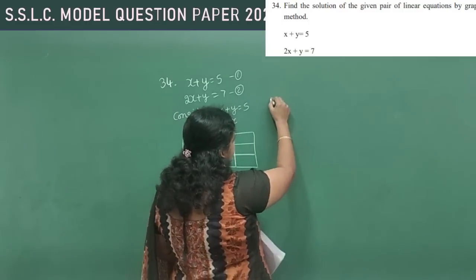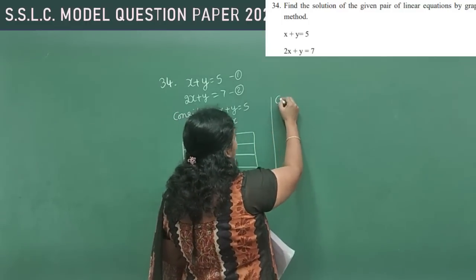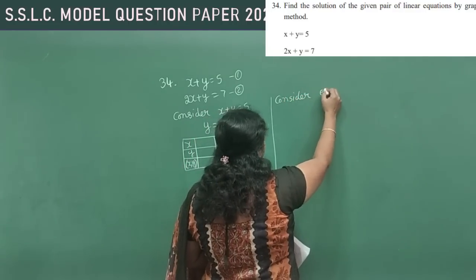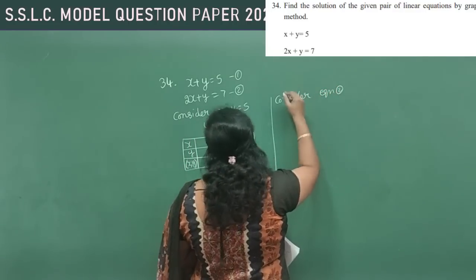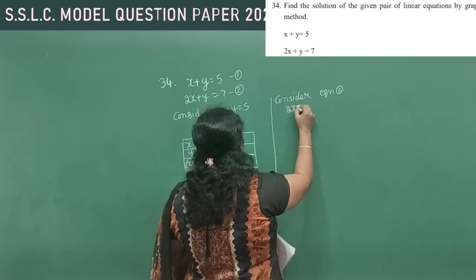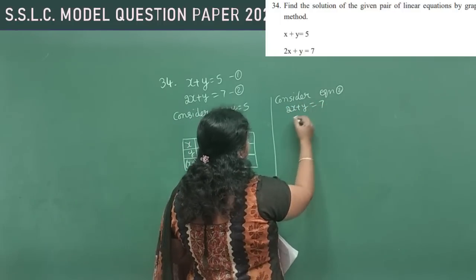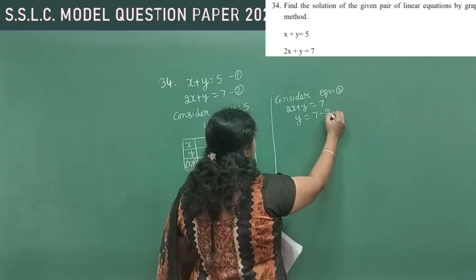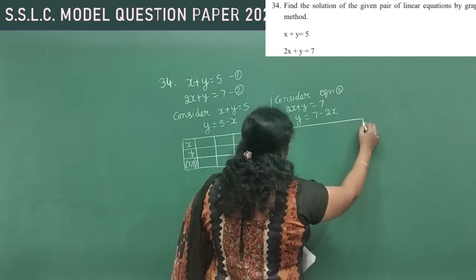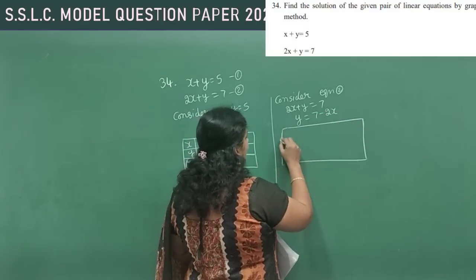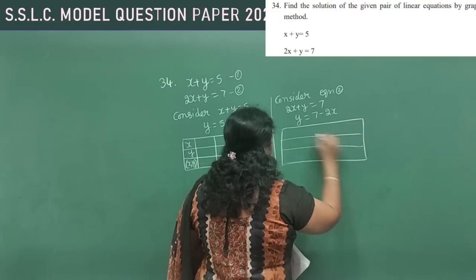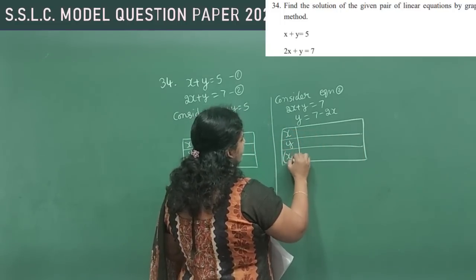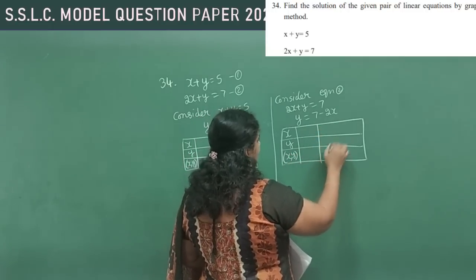And next, similarly do the same and consider the second equation. What is that? 2x plus y is equal to 7. Rewrite in y form. y is equal to 7 minus 2x. Again take a small table: x, y, (x, y).